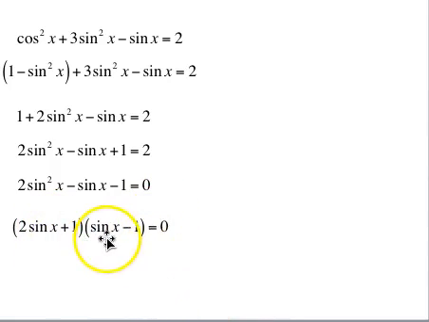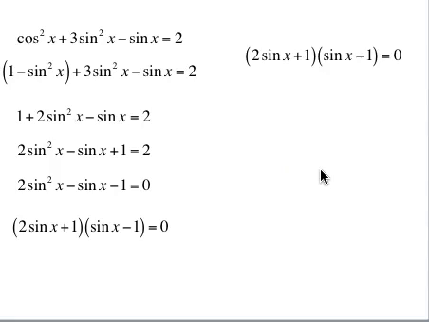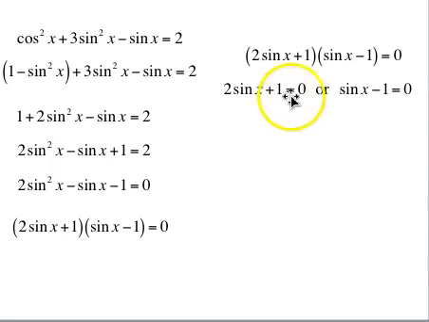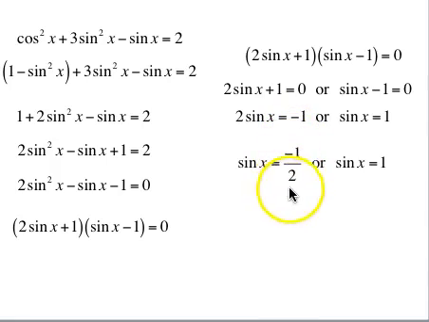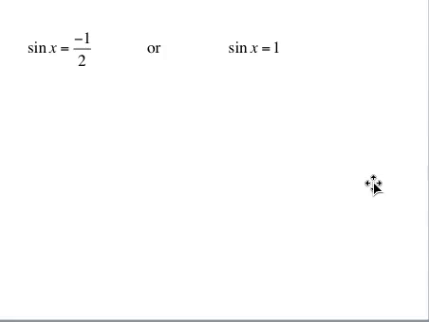So this equals 0 or this equals 0. 2 sine x plus 1 is 0 or sine x minus 1 is 0. So that would give me 2 sine x is negative 1 or sine x is 1. Sine x is negative 1/2 or sine x is 1. Now when is sine negative 1/2? Got to think about that. The reference angle is pi over 6, but sine is negative in quadrants 3 and 4. So we'll keep that in mind. And when is sine x equal to 1? That, of course, is when x equals pi over 2.